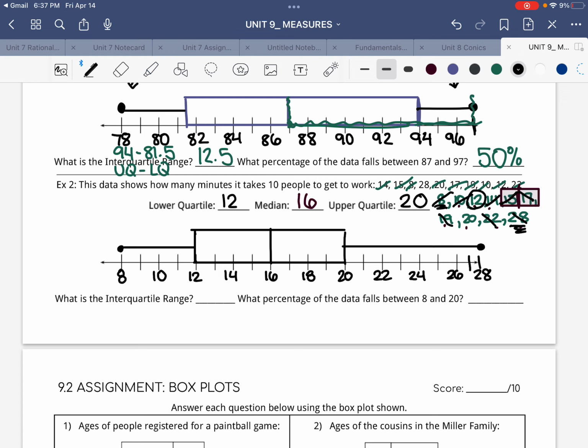Like so. Then it asks you for the interquartile range. Again, that's upper quartile minus lower quartile. So 20 minus 12, which is 8. And it wants to know what percent of data falls between 8 and 20. Here's 8 all the way over to 20. That's 1, 2, 3 quartiles, which is 75%.